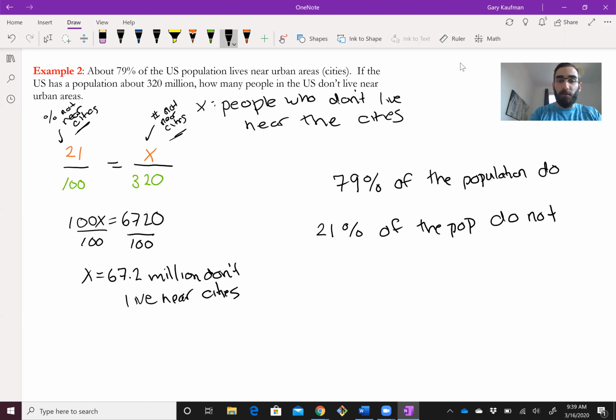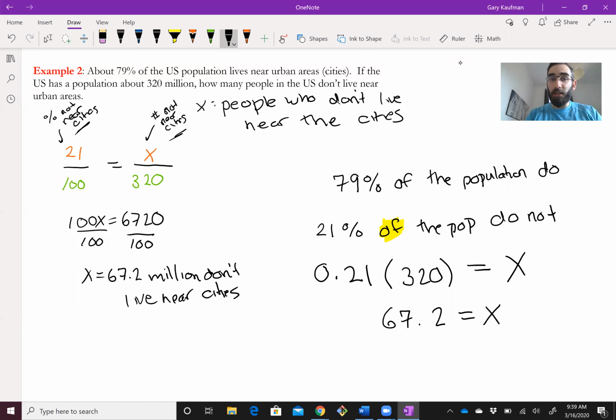Well, 21% is the same as writing 0.21. Well, we saw of, so that's our multiplying the population, 320, is the people who don't live there. And when you do that math, you get 67.2 equals X. So it's another approach of solving the same exact problem.